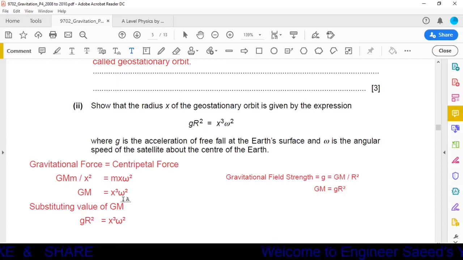Now gravitational field strength small g is given as capital G capital M over r square. From this equation we will get the value of GM. This GM is equal to g r square. So in place of GM we can substitute g r square, and by substituting we get g r square is equal to x cube omega square.